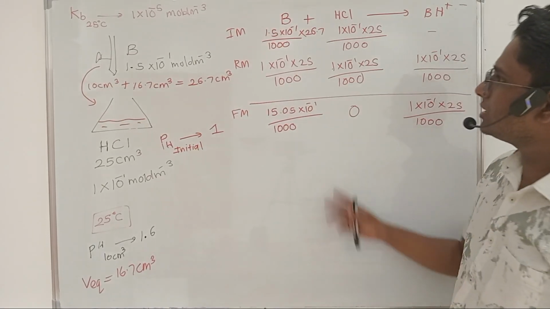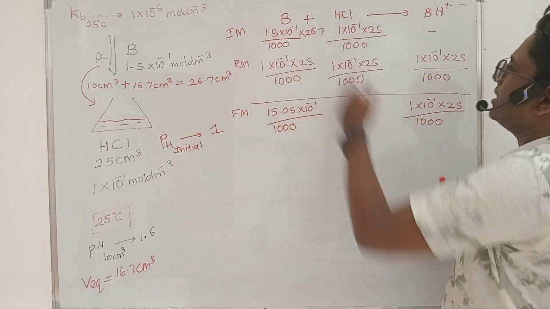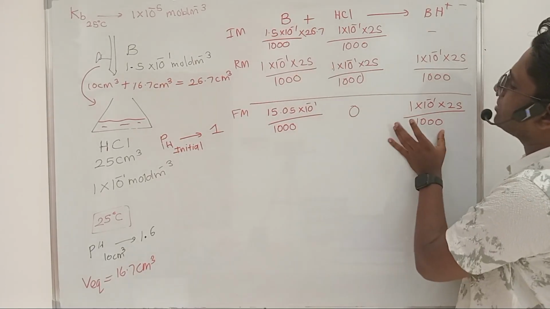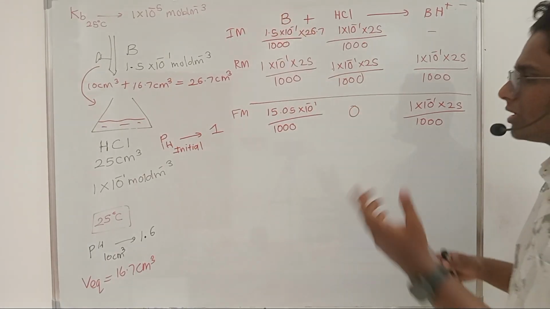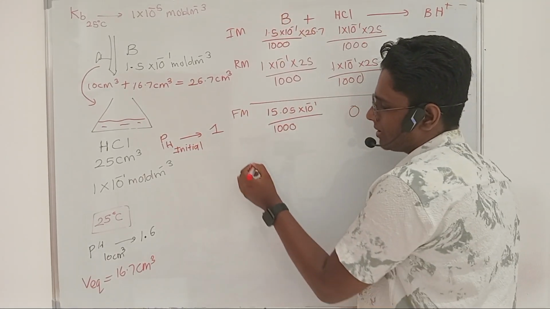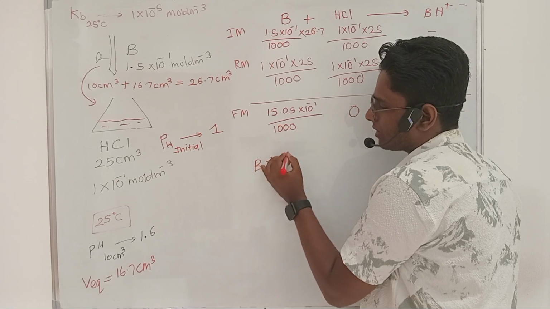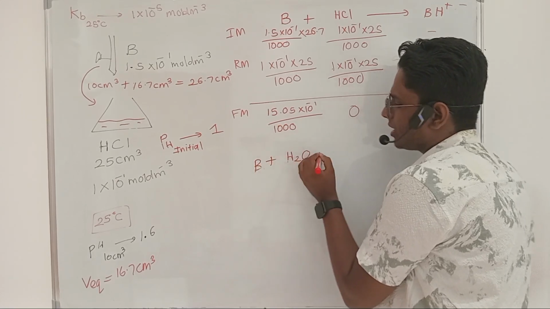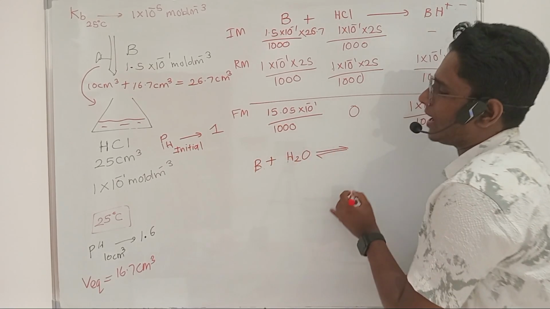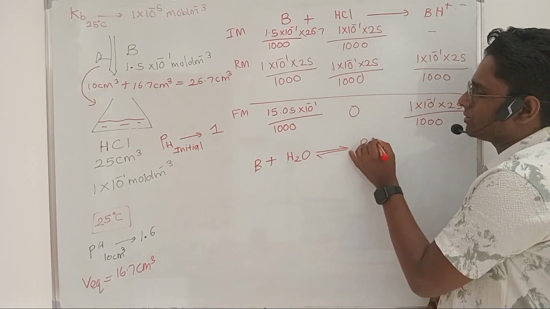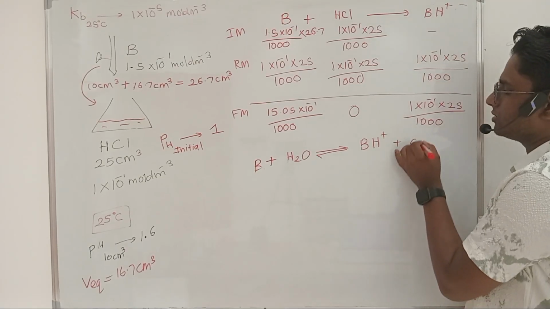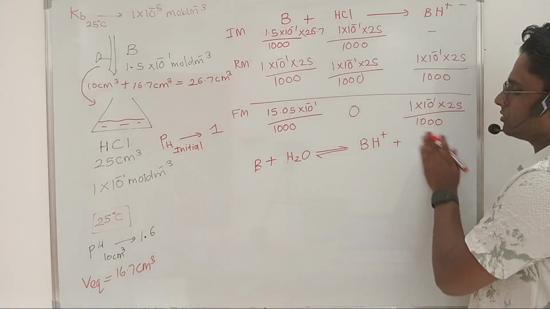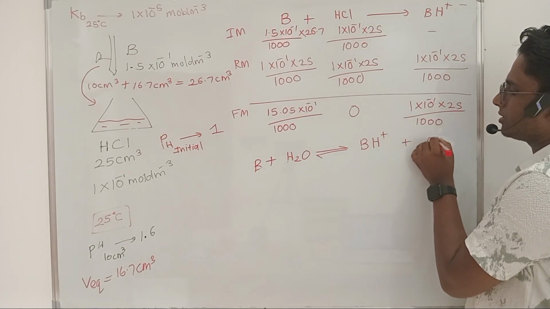Now B will be present in the solution and also BH plus will be present in the solution, right? Now this is a weak base, so it will be ionizing partially. So what is the ionizing reaction? B is going to react with the water present in the solution and ionize partially as BH plus and OH minus, right? So it's going to ionize as follows. I'll keep some space and write.